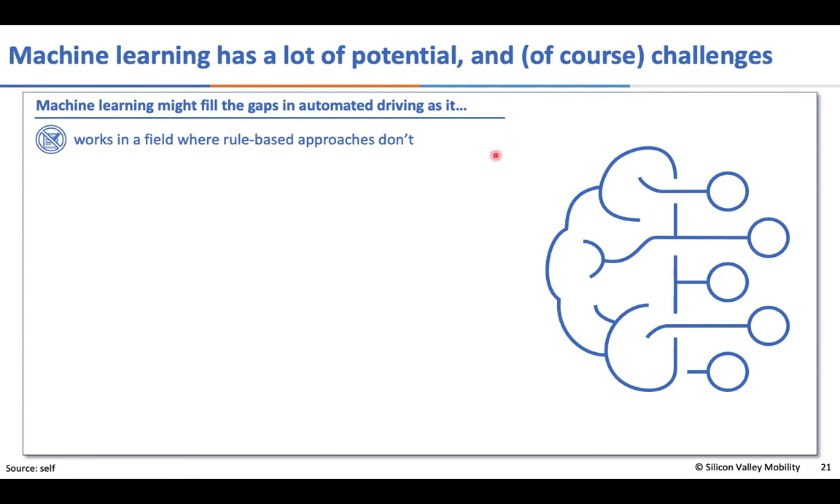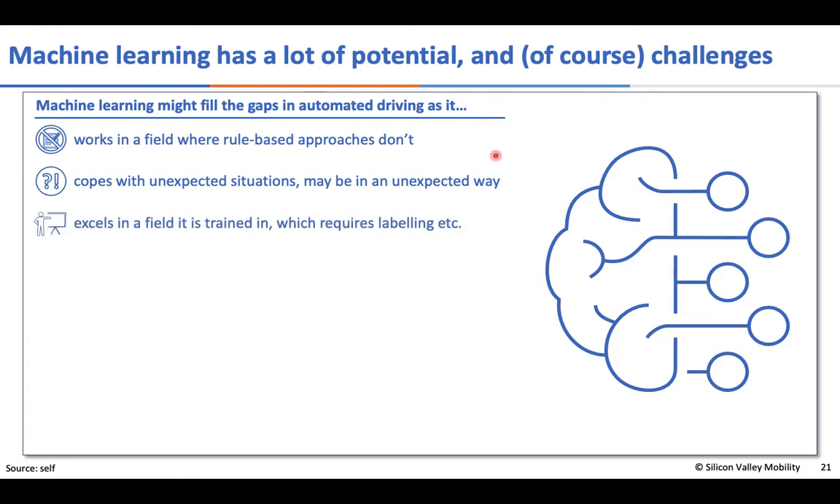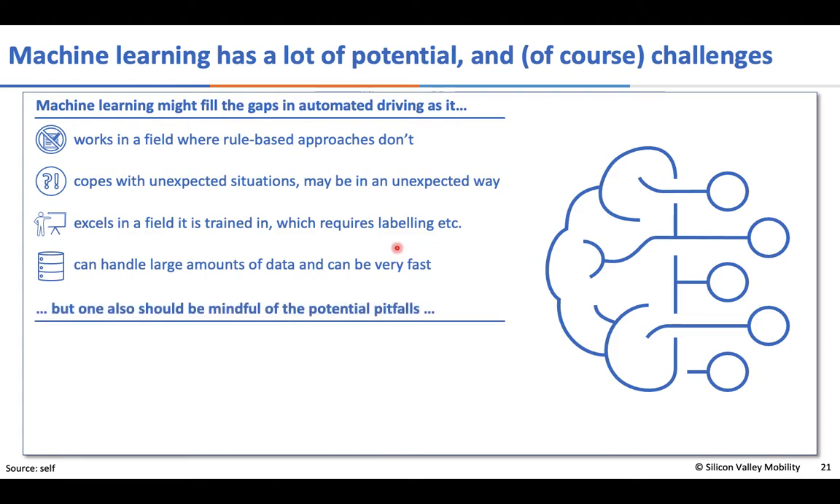So machine learning is great. It works very well in a field where rule-based approaches don't. Where you cannot really say if-then-else, this is where machine learning excels. It copes with unexpected situations. But it needs to be trained in this broader field with all these labelings of objects, where you say this is a car, this is a car, this is a car. Next time the thing sees a car, it says that's probably a car. And a really large amount of data, obviously.